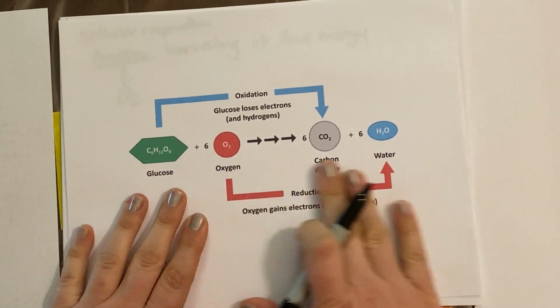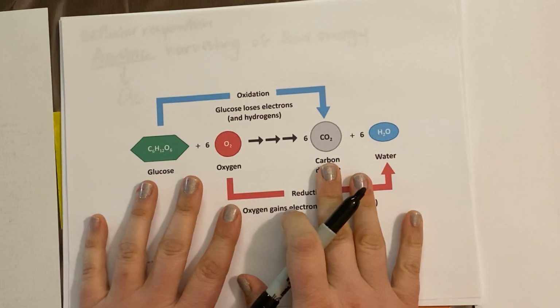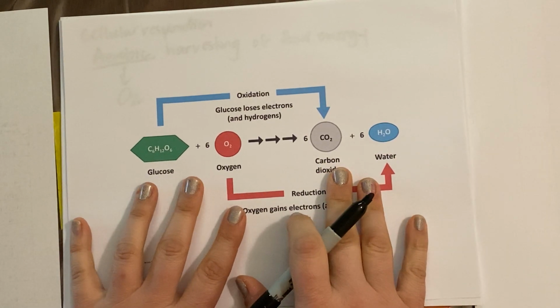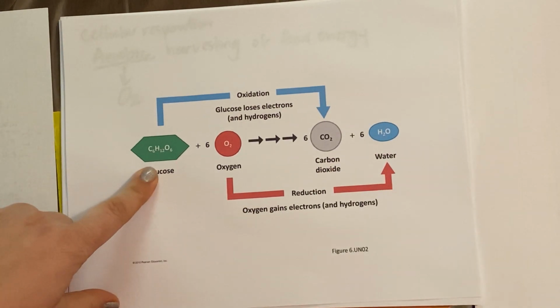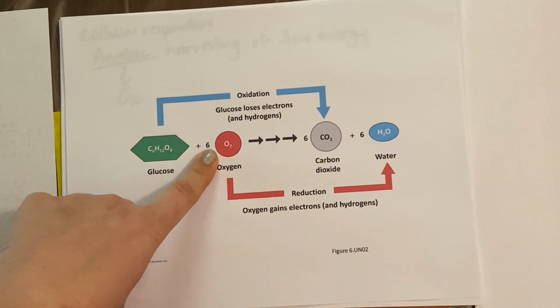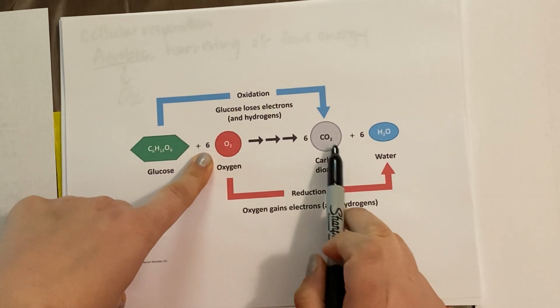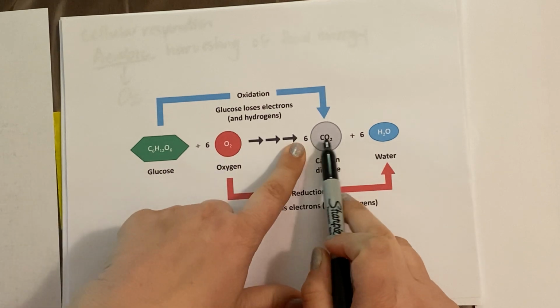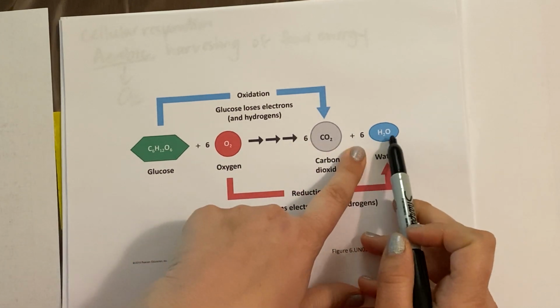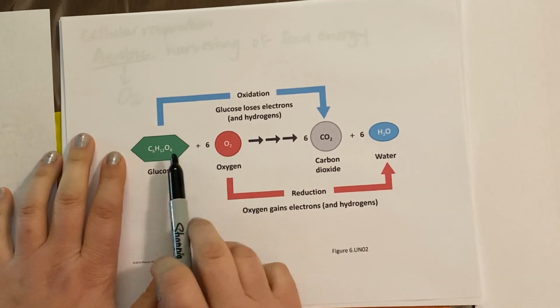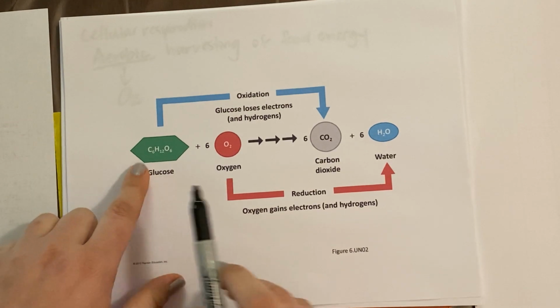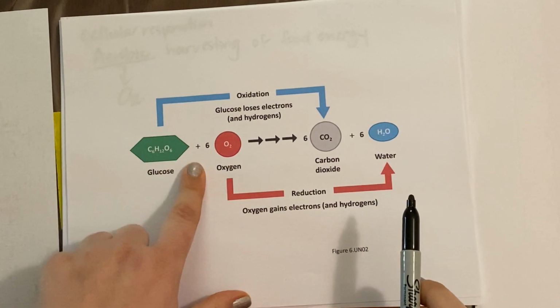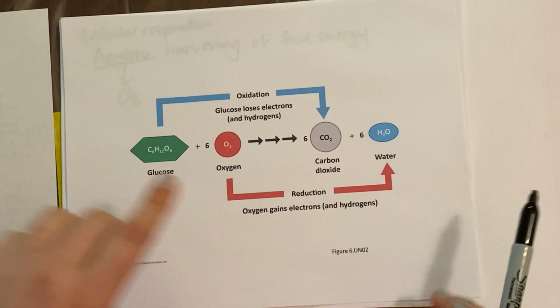So this is the actual chemical reaction for cellular respiration. You have glucose, you're going to have oxygen, but you have 6 of them. You're then going to have, as a byproduct, 6 molecules of CO2 and 6 molecules of H2O. If you counted this out, there should be the same number of carbons, hydrogens, and oxygens on both sides. So you can actually do that.